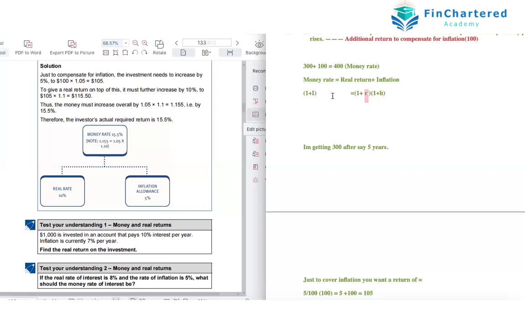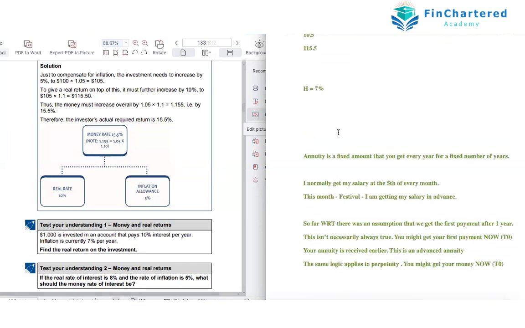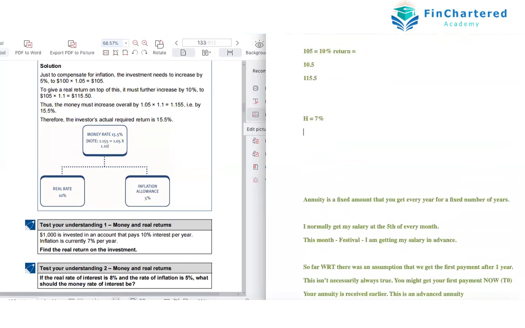How much does it pay every year? Totally, you get 10%. They want to know, 7% is for the inflation, how much is the real return? I is 10%. Now, generally, what people do is they directly subtract and say 3%, but it's not that simple.